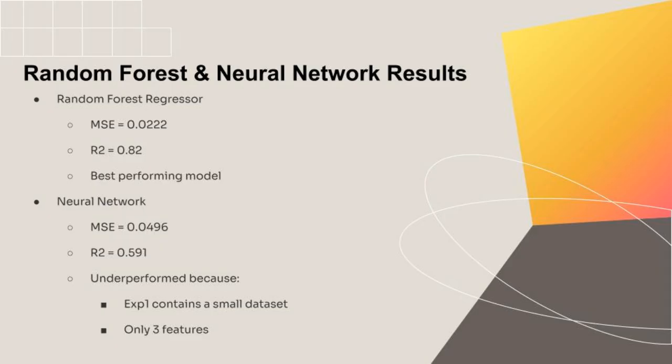So the random forest model performed the best, with a mean squared error of 0.022 and an R-squared score of 0.82. And this is because it handles the nonlinear behavior of machining surface roughness really well.